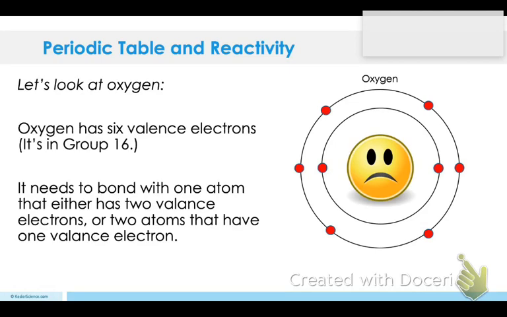Alright, let's look at oxygen. Oxygen has 6 valence electrons. It's in group 16. It needs to bond with 1 atom that either has 2 valence electrons, or it can bond with 2 atoms that have 1 valence electron.